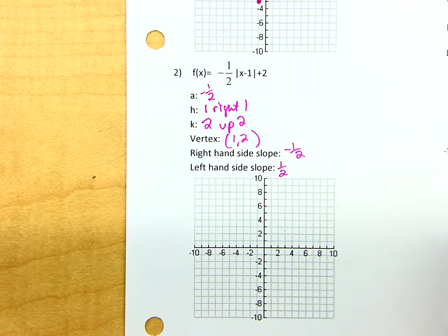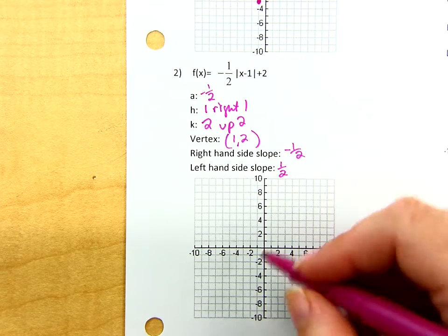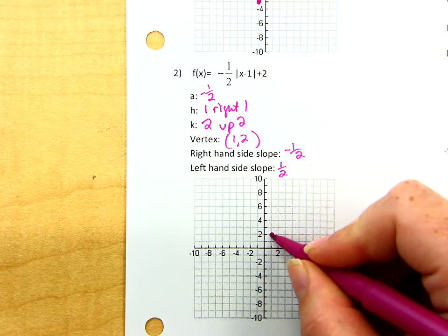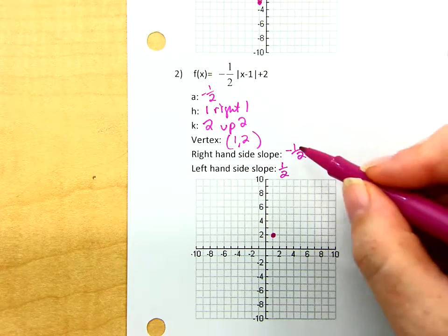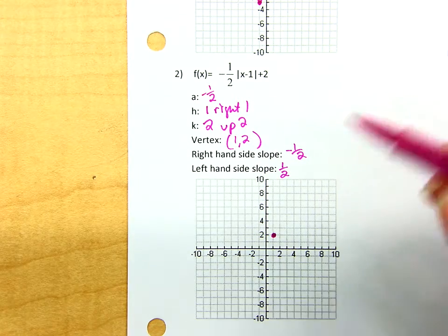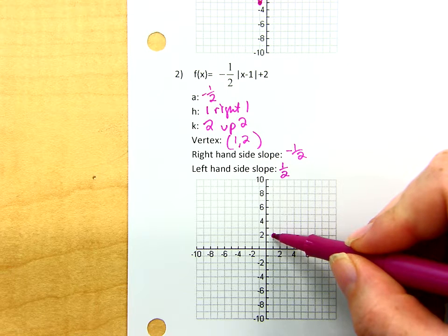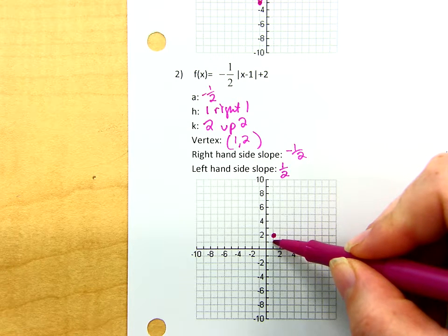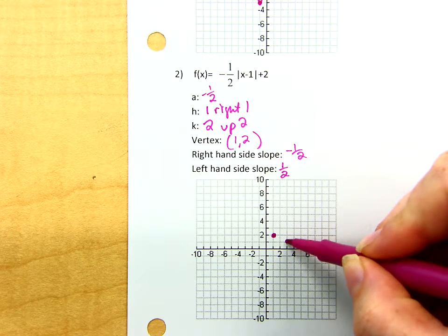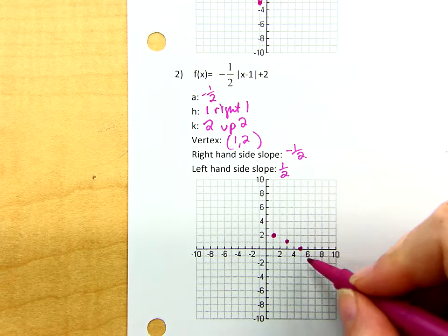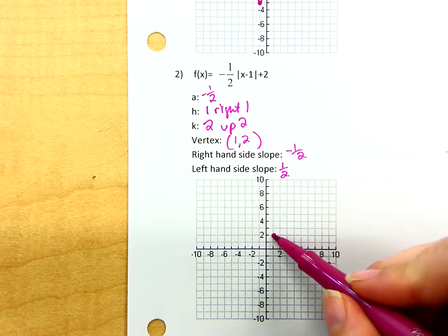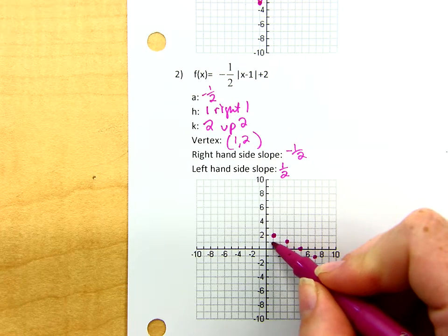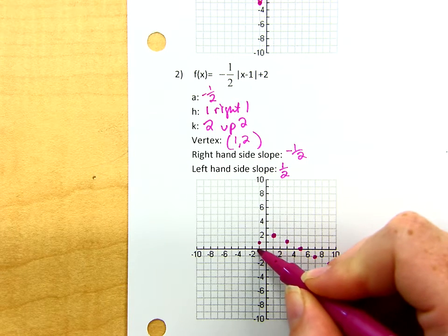So let's see. And we're expecting this to be more wide than number 1 was. So we're going to start at 1, 2. And now I always start with the right-hand side. So the right-hand slope is -1/2. So from this point, where am I supposed to go if it's -1/2? Down 1 to the right 2. Down 1 to the right 2. Down 1 to the right 2. Okay? And then to do the left, I'm just going to do it backwards. Down 1, left 2. Down 1, left 2.